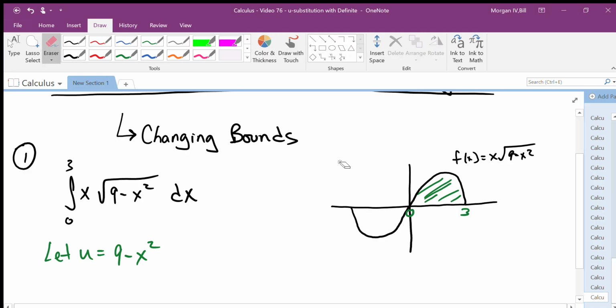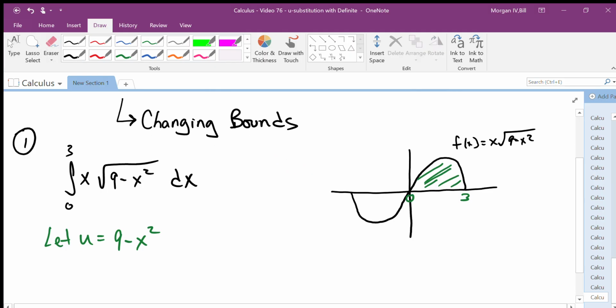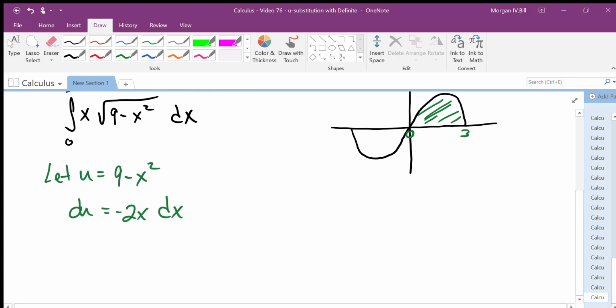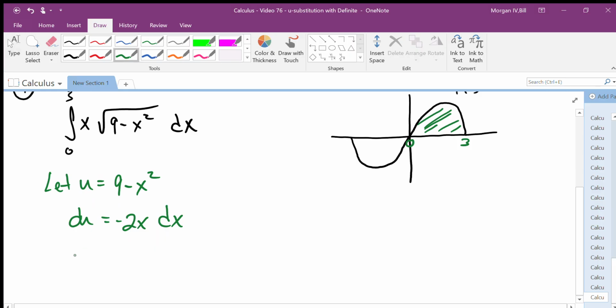Okay, so we're going to let U equal 9 minus x squared. Then, just like before, when we were doing U substitution with indefinite integrals, we say du is equal to the derivative of 9 minus x squared, that is negative 2x, times dx, our differential form. And then I like to solve for dx, divide both sides by negative 2x, and I get dx is equal to du over negative 2x.